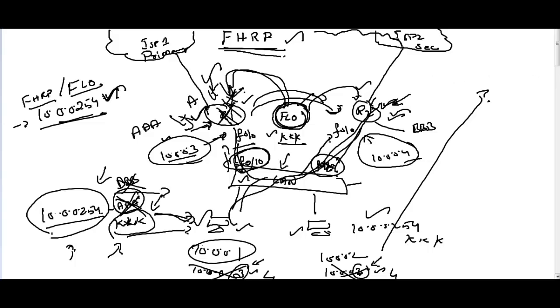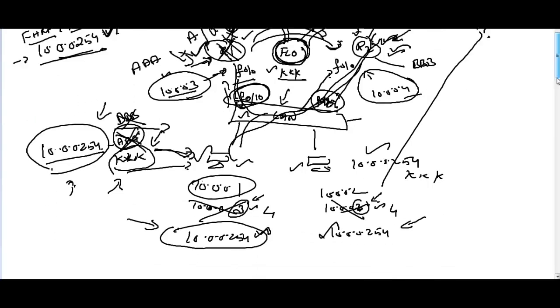Now we have 3 protocols to do this job. FHRP, first hop redundancy protocol, is not a protocol itself. FHRP is the title, which covers 3 protocols doing the same thing we just discussed. One is HSRP. HSRP stands for Hot Standby Routing Protocol.